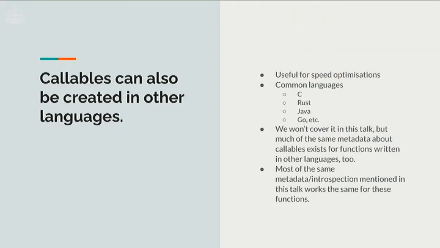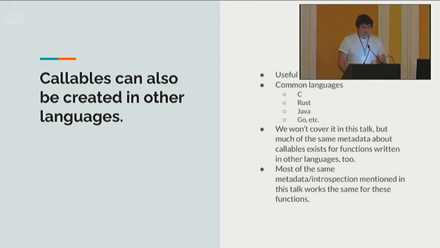But callables can also be created inside of other languages. A classic one here is creating a function in Rust if you want to speed something up, or maybe C if you're feeling particularly brave, or Go or Java if you're feeling wacky. I won't cover that in this talk either, but most of the metadata and the introspection that exists on Python functions, you can do for functions in other languages as well, as long as you're doing them properly.